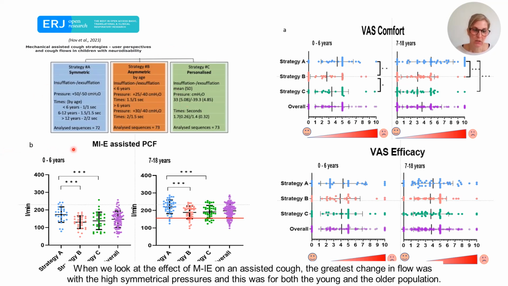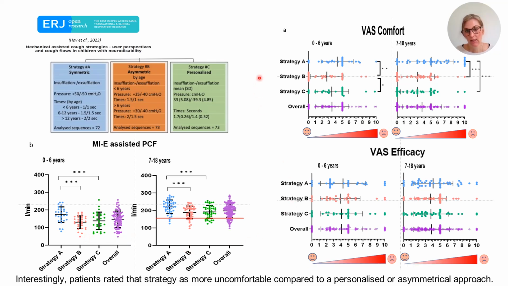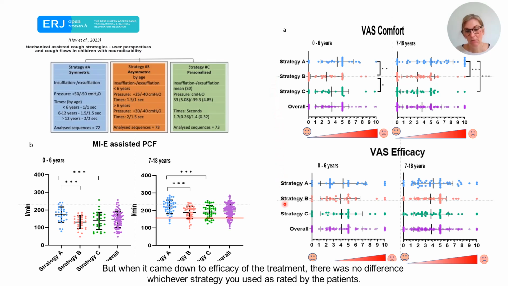When we look at the effect of MIE on an assisted cough, the greatest change in flow was with the high symmetrical pressures. And this was for both the young and the older population. Interestingly, patients rated that strategy as more uncomfortable compared to a personalised or asymmetrical approach. But when it came down to efficacy of the treatment, there was no difference whichever strategy you used, as rated by the patients.